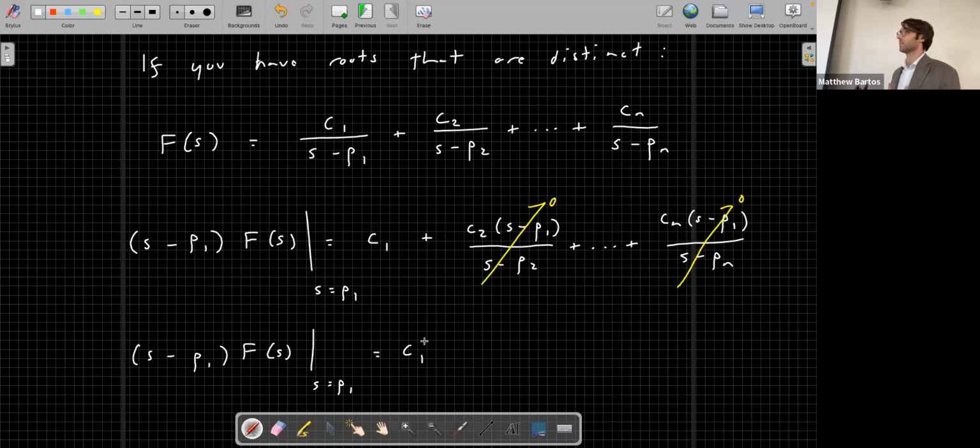What that'll give you is it'll allow you to put your system's response in the frequency domain into that nice set of individual terms, C1 over s minus P1 all the way through Cn over s minus Pn. You can take the inverse Laplace transform on each of those. And because the Laplace transform is linear, you can just add those together and get the response in the time domain. I don't think I have enough time for the example.